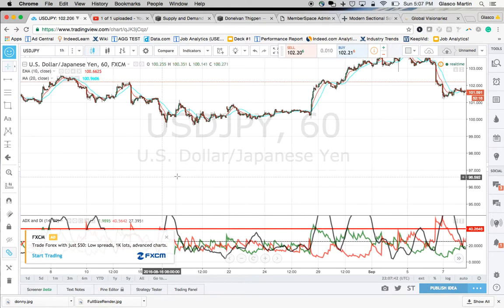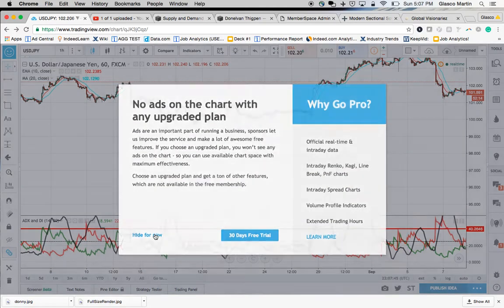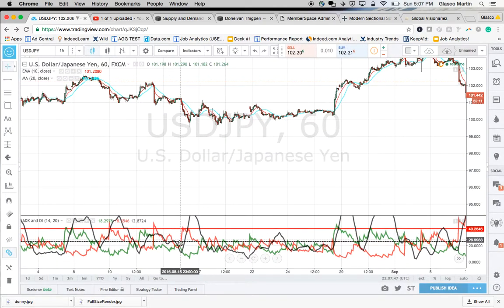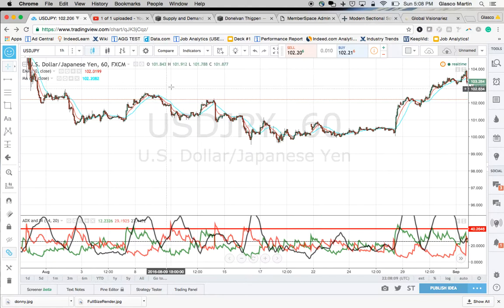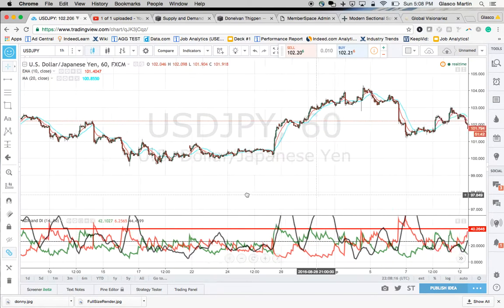So just like right here. How the green was above the 25 right here, and then you saw the green was coming down, and the red was pointing up. So that would have been an indication that it's going to sell. That would have just been another confirmation, if you're already looking at a sell, that it's going to be a sell and the price is going to move down. So that's how I will use the ADX indicator.